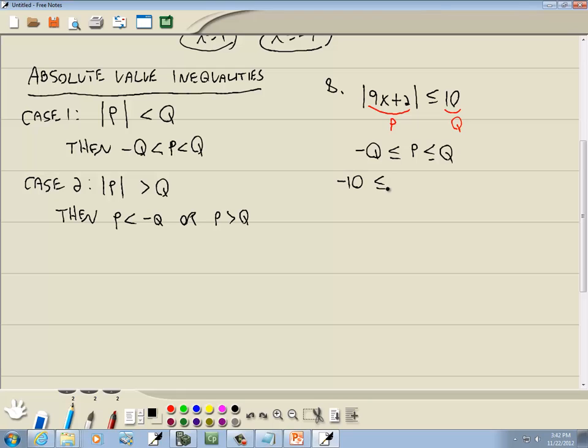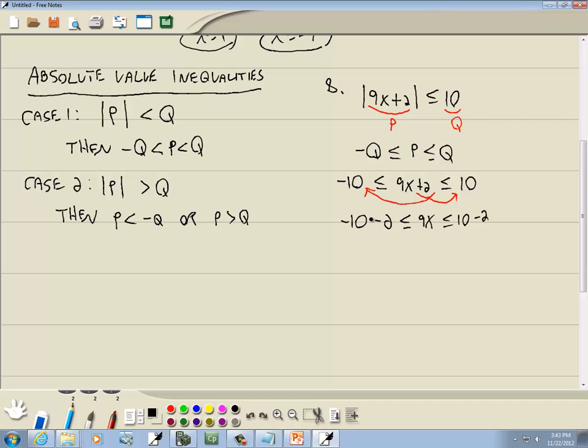So I got negative 10 is less than or equal to 9x plus 2 is less than or equal to positive 10. Now, if you remember these from before when we solved compound inequalities, if you got three sides, your goal was to get the x by itself in the middle. So our first step was to get rid of parentheses, don't have any. Second step is to get rid of fractions, don't have any. Third step is to get everything with an x in the middle, numbers on the other two sides. So I'll take 2 over there and take 2 over there. So we get negative 10 minus 2 is less than or equal to 9x, is less than or equal to 10 minus 2.